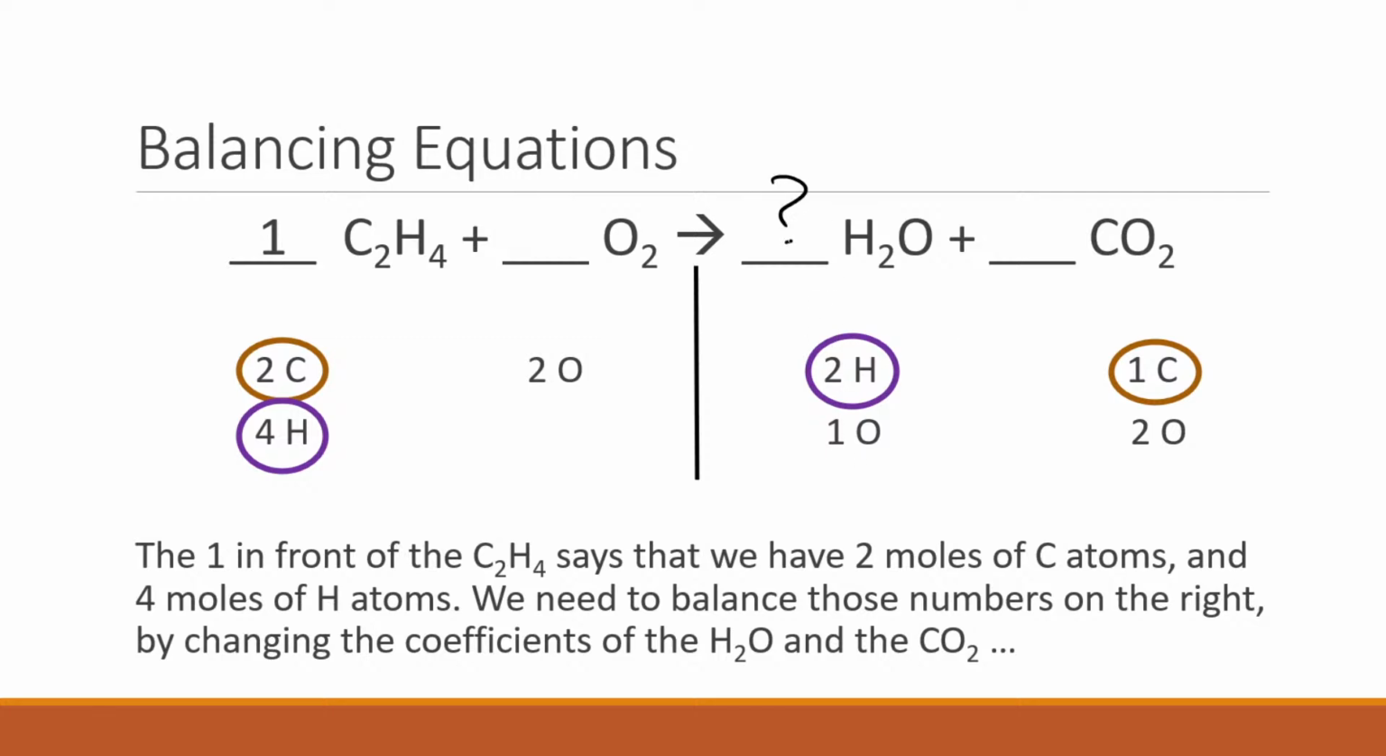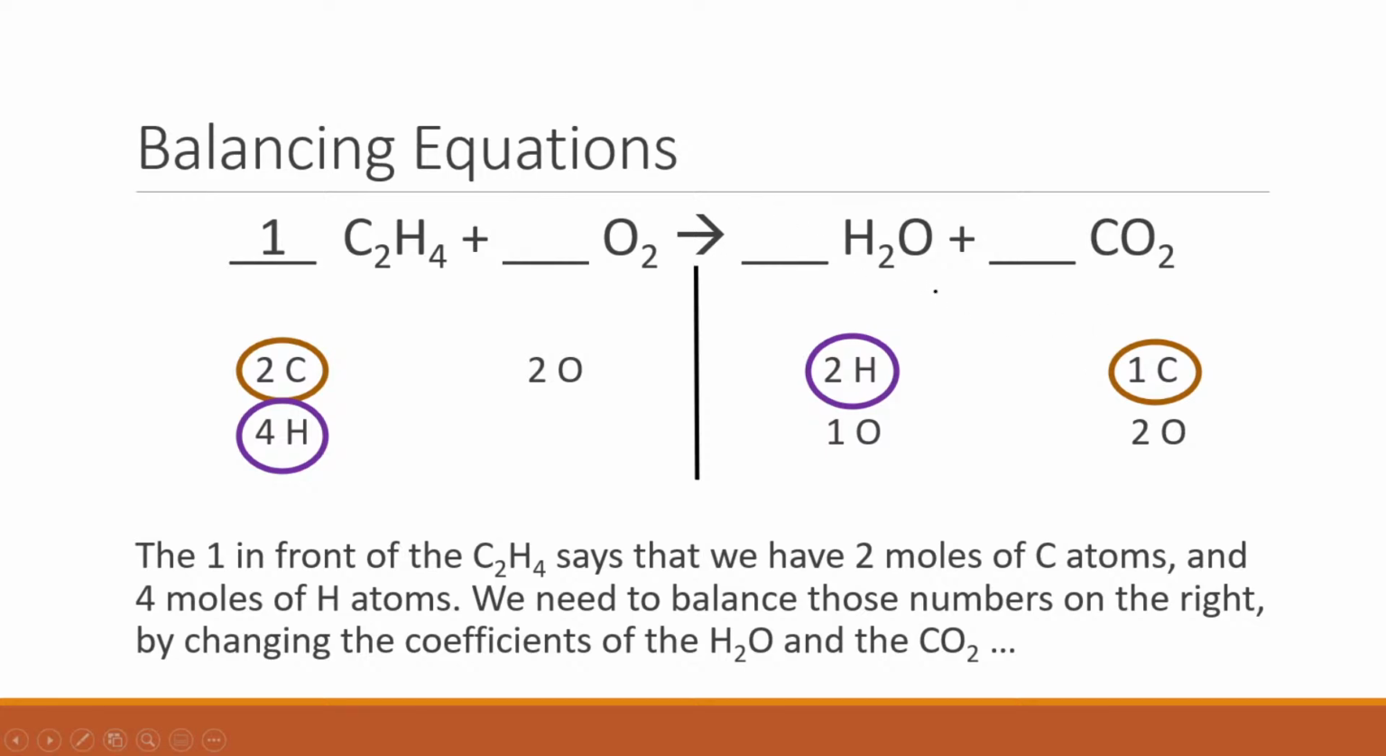I need to put coefficients in front of my water and my carbon dioxide in order to make me have 4 hydrogens and 2 carbons. What coefficient am I going to put in front of the water and in front of the carbon dioxide to make those numbers match up? In this case, it's actually going to be a 2 for each of them.